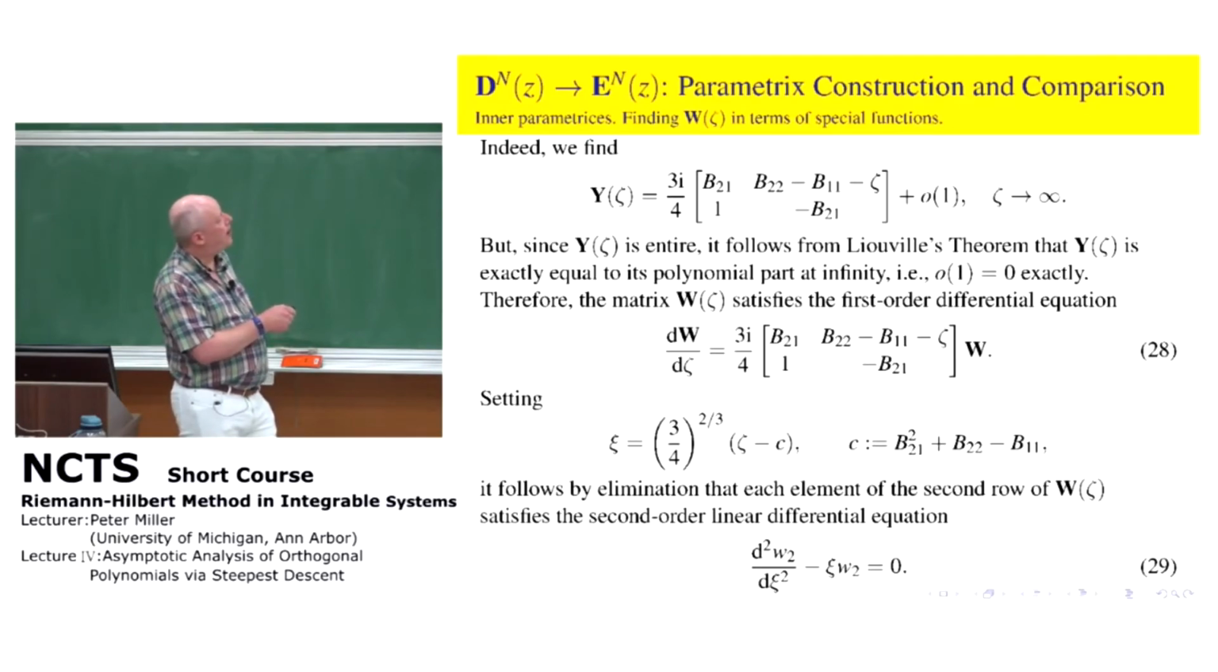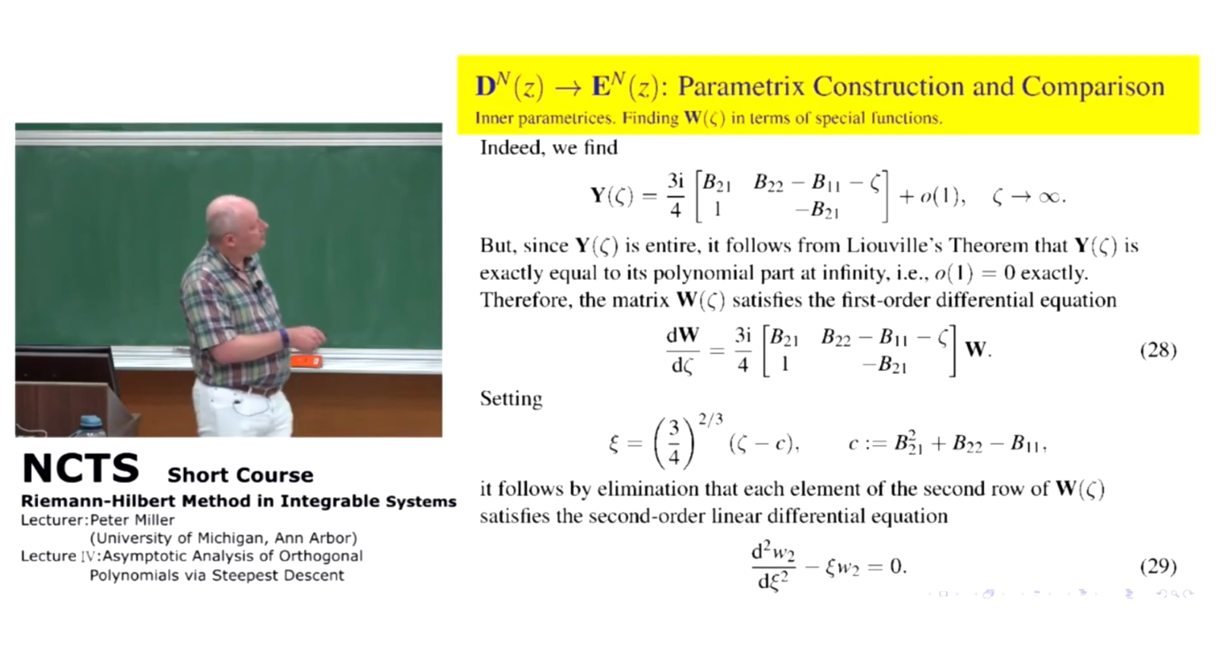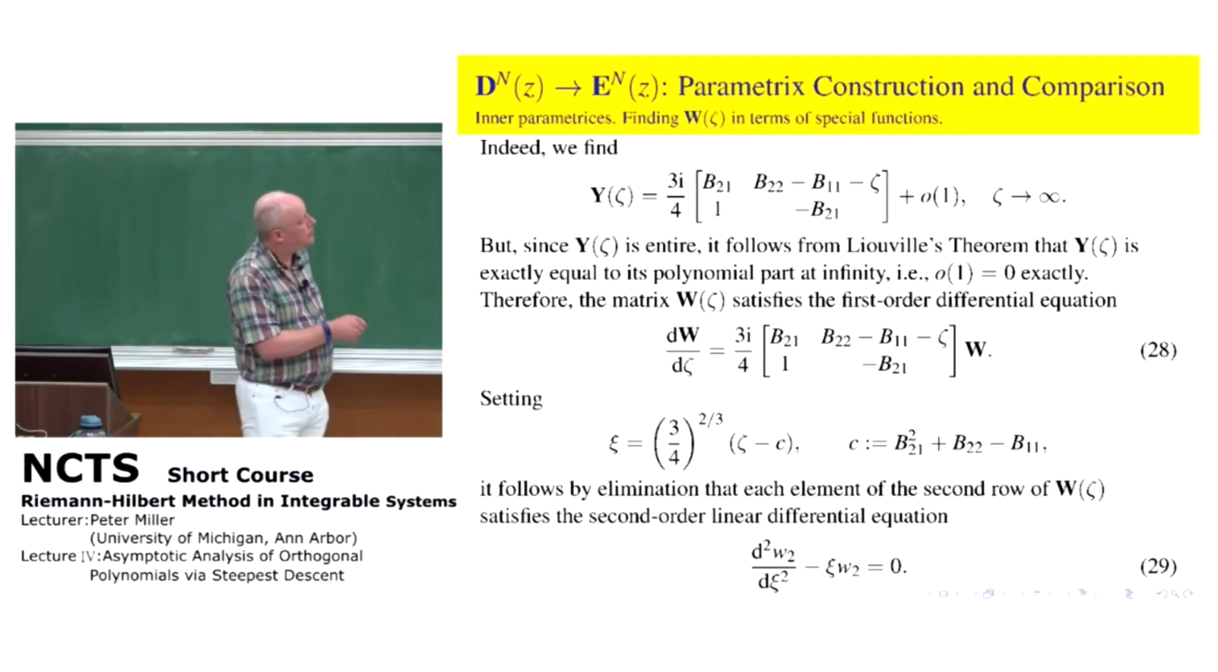And if we remember that Y is dW d zeta times W inverse, that means that W solves this matrix differential equation in which there's a coefficient matrix that has some constants that I don't know in it, and then there's zeta, which is just a linear function of zeta.